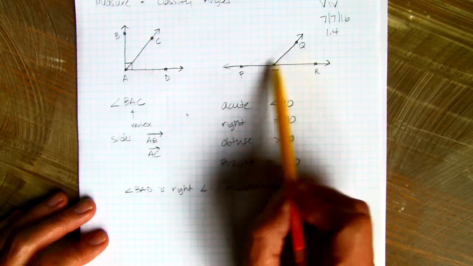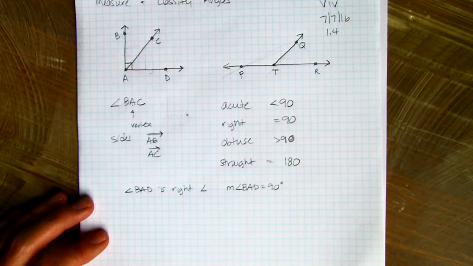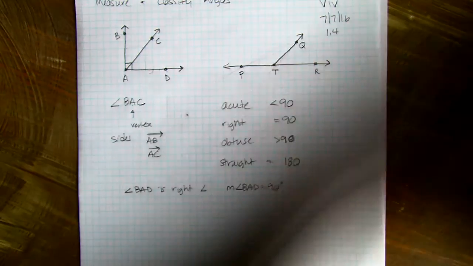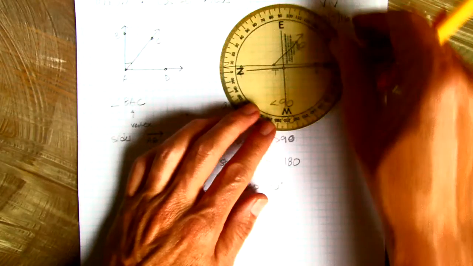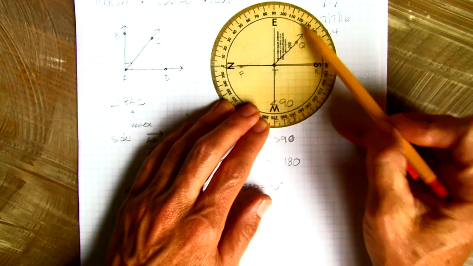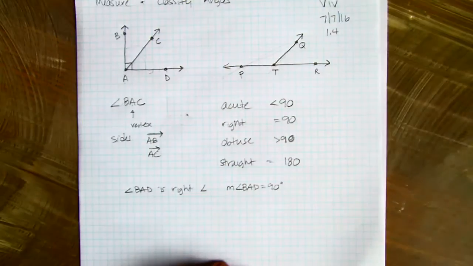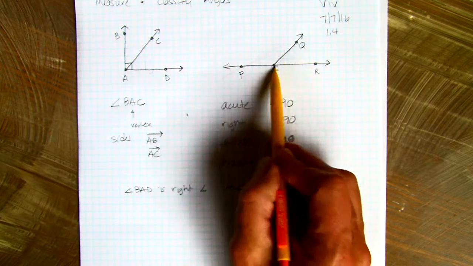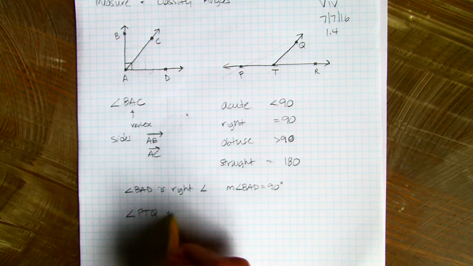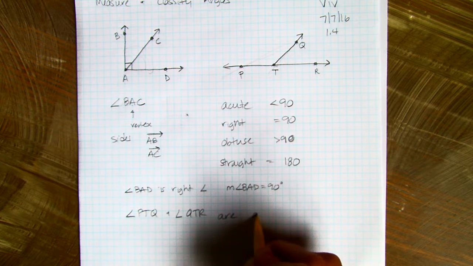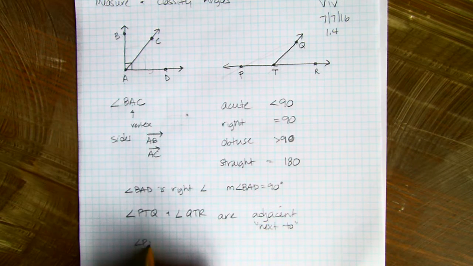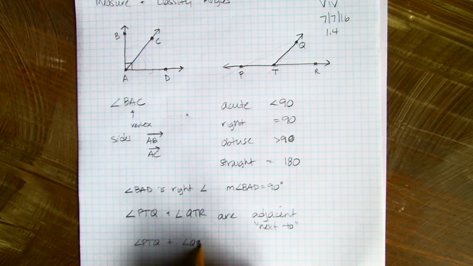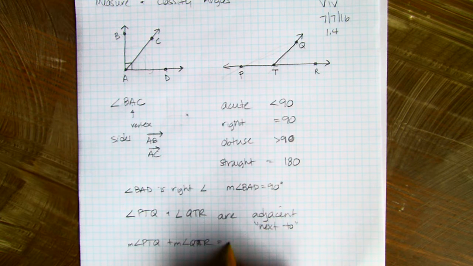Looking at this one, angle PTQ is obtuse, although we shouldn't necessarily assume anything. If I had a protractor, I could measure it, zero to about 130, right? So yes, it's obtuse. Also, angles PTQ and QTR are adjacent. Adjacent just means next to. And therefore, angle PTQ plus angle QTR, the measures of those angles added together, would equal the measure of angle PTR.